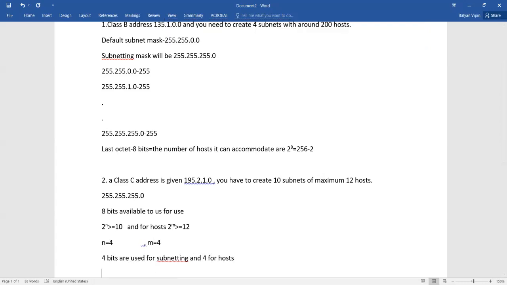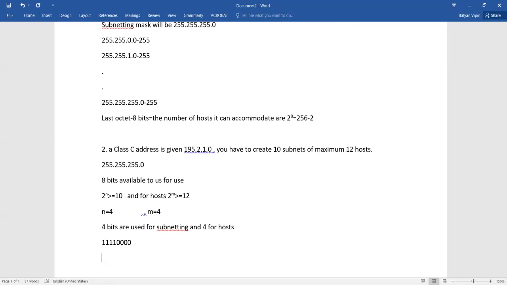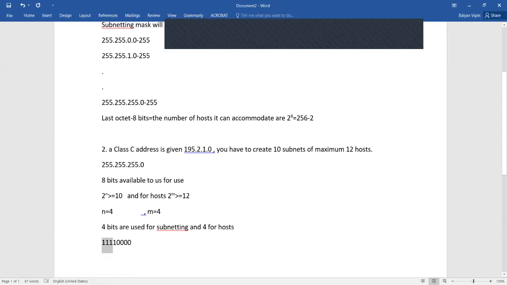Now the work left is to find out the subnet mask you need to use. Out of 8 bits, 4 are used for subnetting and 4 are used for hosts. So find the decimal number corresponding to it. If you remember, 128 plus 64 is 192, plus 32 is 224, and then you add 16. So it's 240. So the mask is 255.255.255.240.